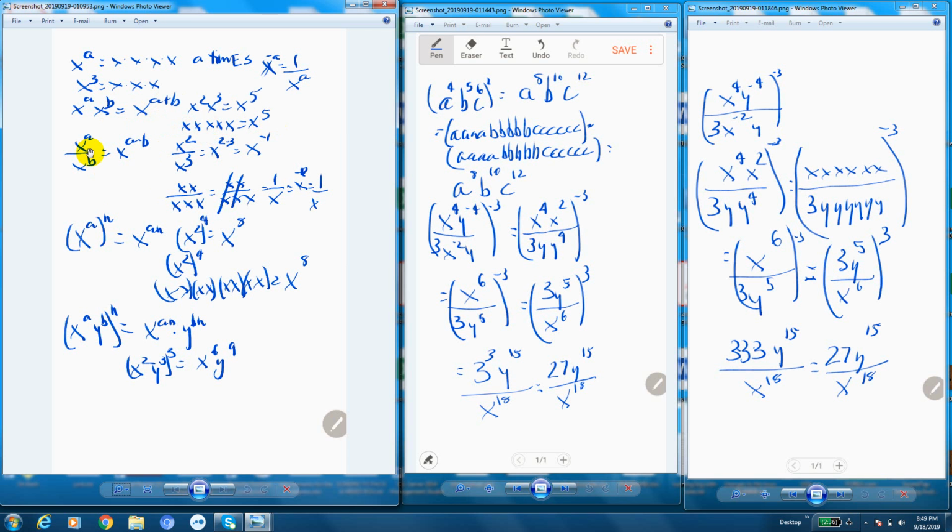Okay, now x to the a divided by x to the b is x to the a minus b. So here's an example. X squared divided by x cubed is x to the 2 minus 3, which is x to the negative 1, which we'll talk about in a moment.